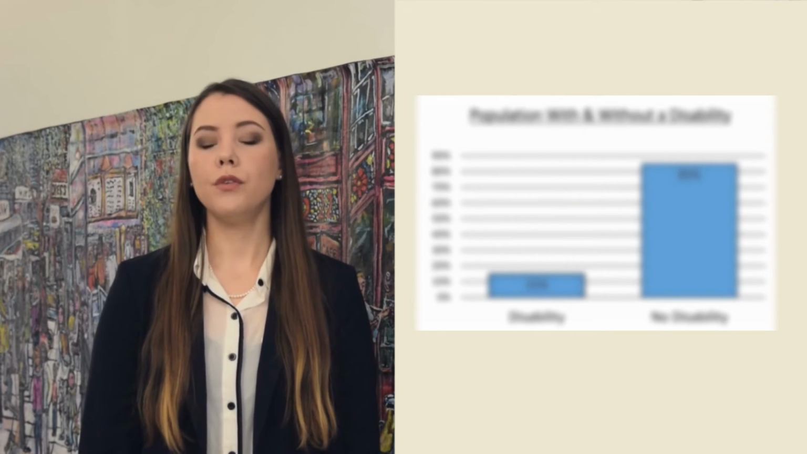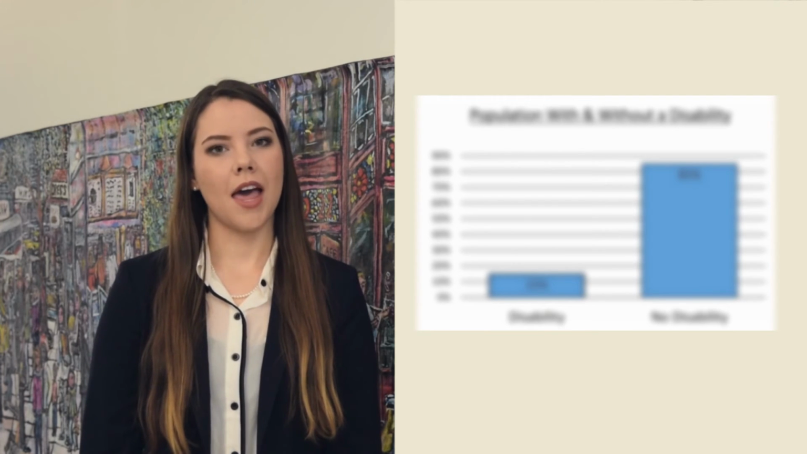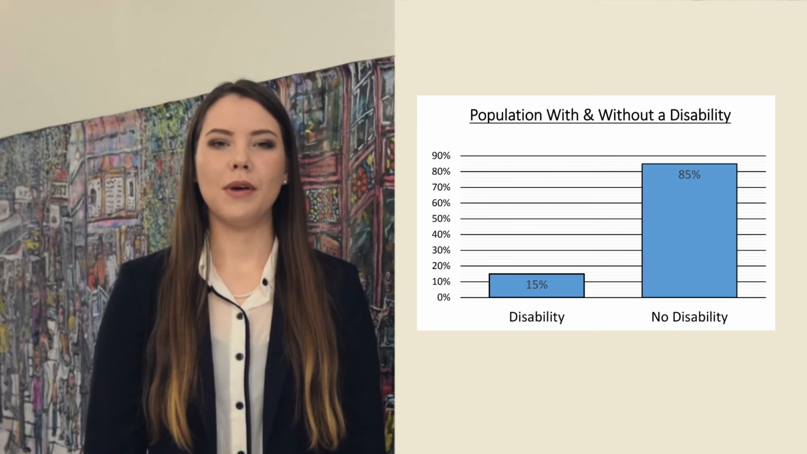Now here's my bad example. As you can see from the slide, the results are pretty astounding. Let's go through the good example. As you can see from the slide, 15% of the population in the United States has a disability, according to 2010 U.S. Census data.